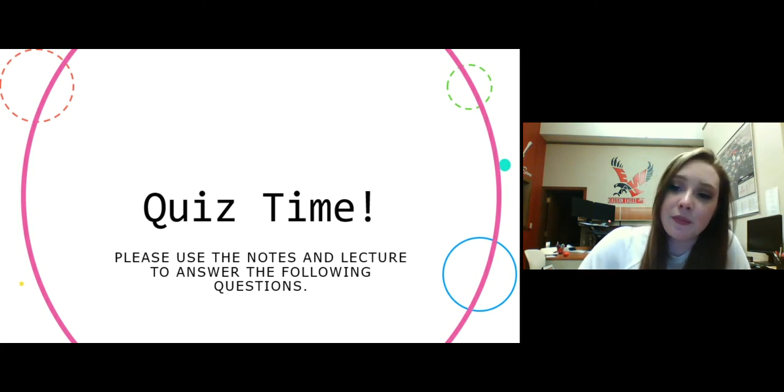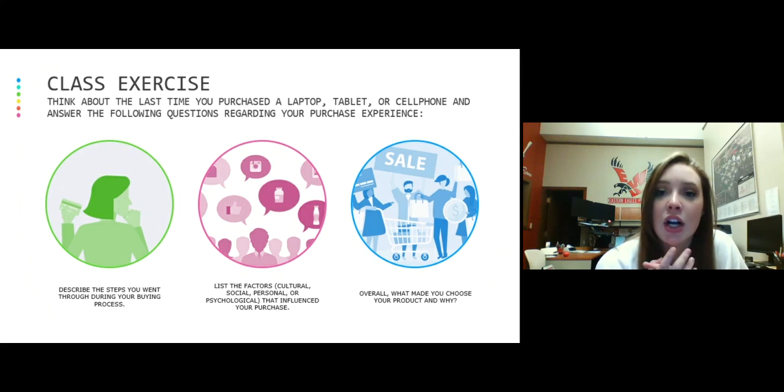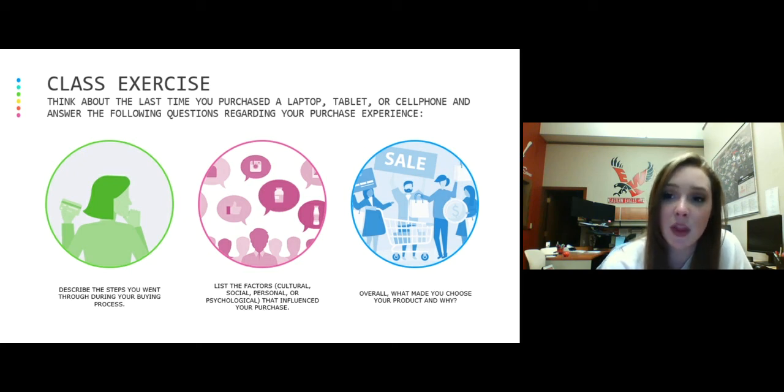So let's get started. Now we come to the end of the lecture, and like I said in the beginning, we are coming back to our class exercise from the beginning. Now that you understand the factors that go into our buyer decision process and the buyer decision process itself, I want you to go back and redo your answers from the beginning. So think about the last time you purchased a big ticket item and answer the questions regarding your purchase experience. Describe the steps you went through during your buying process. List the factors, cultural, social, personal, or psychological, that influenced your purchase. And lastly, overall, what made you choose your product and why.